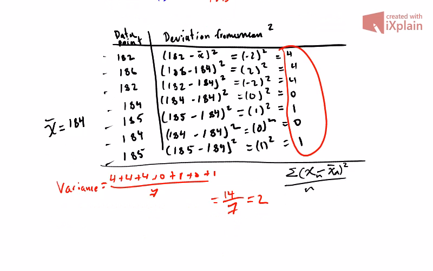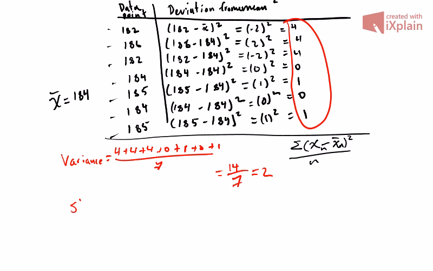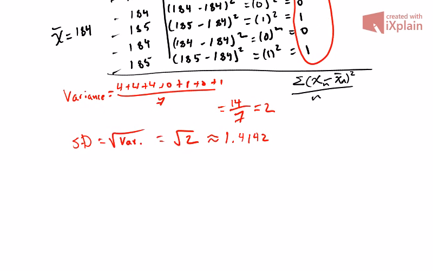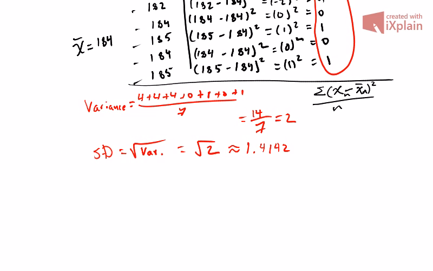Now the standard deviation is equal to the variance square rooted. So the square root of the variance, which in this case would be the square root of 2, which is approximately 1.4142. Just round it up to the ten thousandths. With that being said, that means I have a standard deviation, one standard deviation from the mean. So I know the mean is 184.